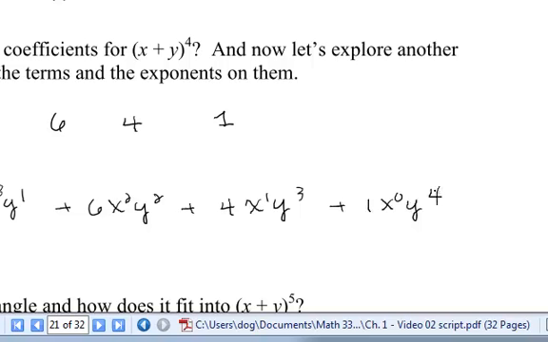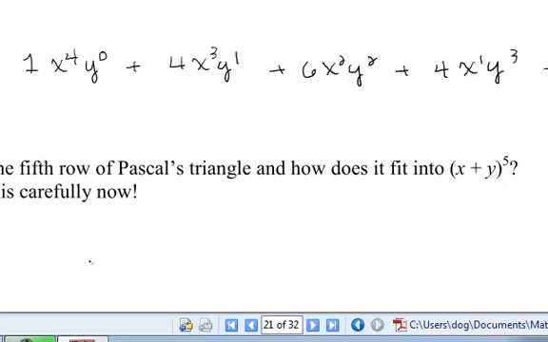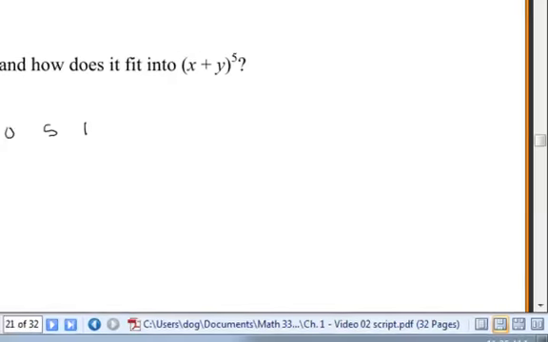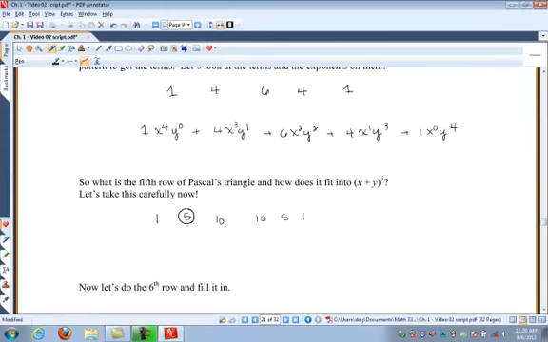So that's where he got his information from. What's the 5th row? 1, 5, 10, 10, 5, 1. How does it fit? Well, you would just pick up a coefficient here. This one is 5 times x to the 4th, y to the 1. This one is x to the 5th, y to the 0, and they're added.